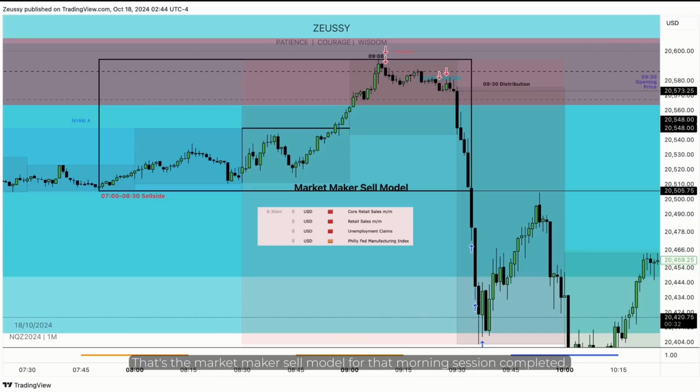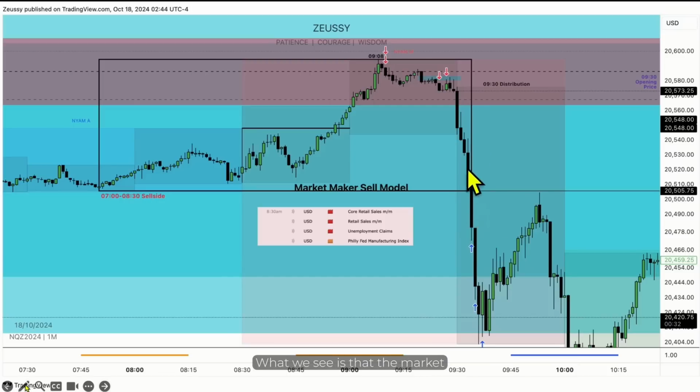That's the market maker sell model for that morning session completed. What I want you to understand is that when we trade below that sell-side liquidity pool, the reaction to that low will be crucial for me to determine whether or not we're going to continue towards the downside.